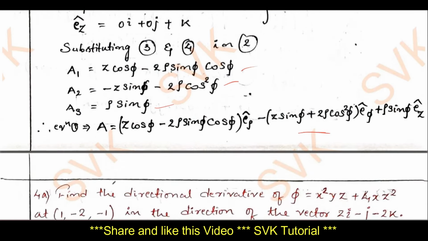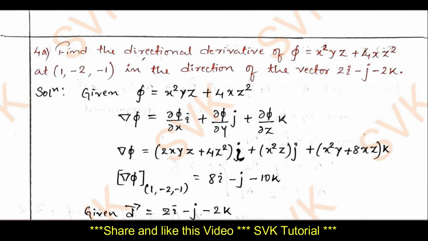So moving on to the choice part, question number 4a: find the directional derivative of phi, that is x square yz plus 4xz square, at the point 1 comma minus 2 comma minus 1 in the direction of the vector 2i minus j minus 2k. Okay. So write down the given scalar function phi as x square yz plus 4xz square. Then from this, find out del phi.